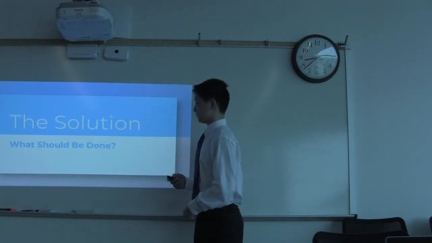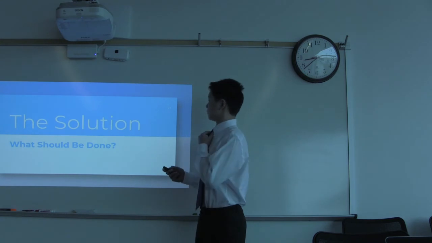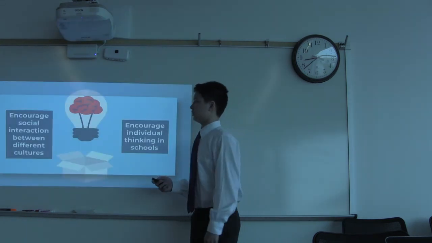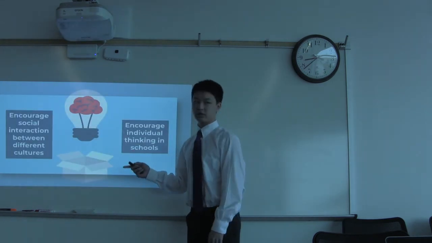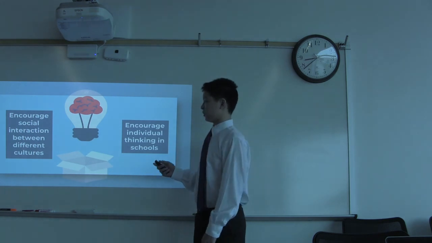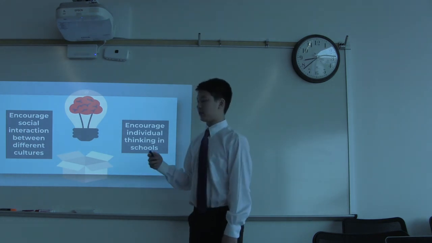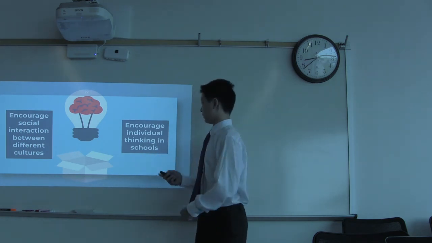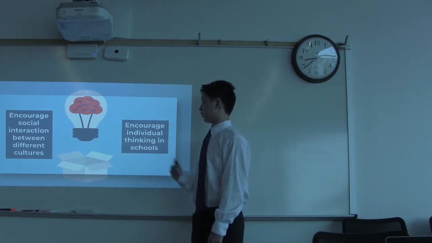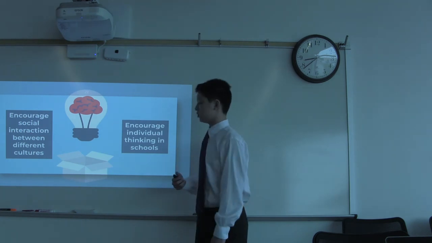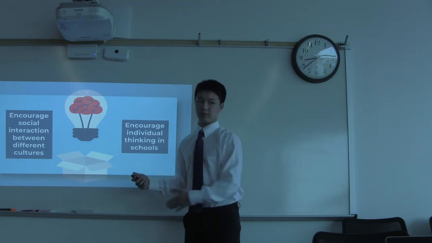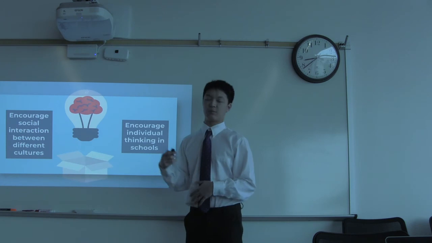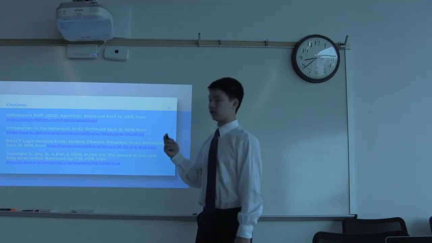And then, so this is my solution. What should be done? So I think we should encourage social interaction between different cultures. So this will lessen the influence of the social norms that were taught at a young age. I also think that we should encourage individual thinking within schools so that we're not all hopped on a bandwagon and we can think differently and have better ideas. And here are my sources.